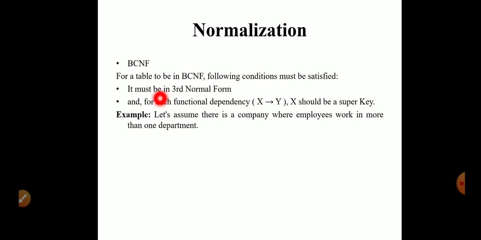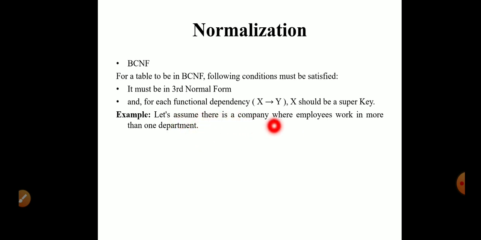So first, BCNF, Boyce-Codd normal form. For a table to be in BCNF, the following conditions must be satisfied. It must be in third normal form, and for each functional dependency, that is X tends to Y, X should be a super key. BCNF is the advanced version of 3NF. Okay, so I'll explain with an example.